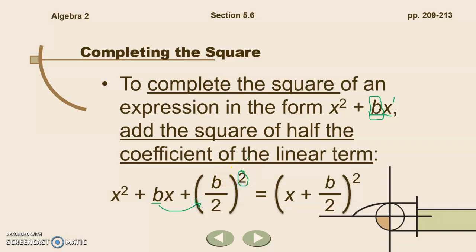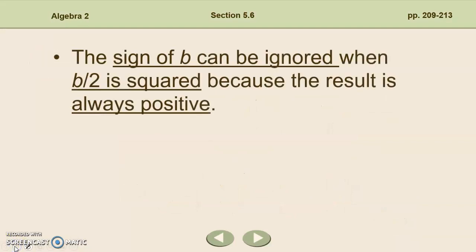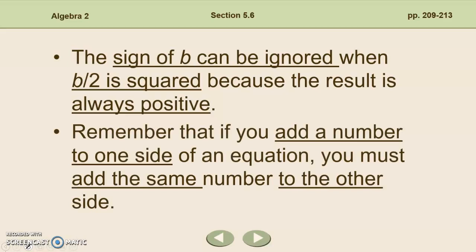Well, now we have a perfect square trinomial. And depending on the symbol in front of the b, we could use the square of a difference or the square of a sum to factor it. Here we've got the square of a sum. The sign of b can be ignored when b over 2 is squared because the result is always positive. The sign of b is going to help us know whether it's a square of a difference or the square of a sum, but when we're completing a square, that sign doesn't matter.